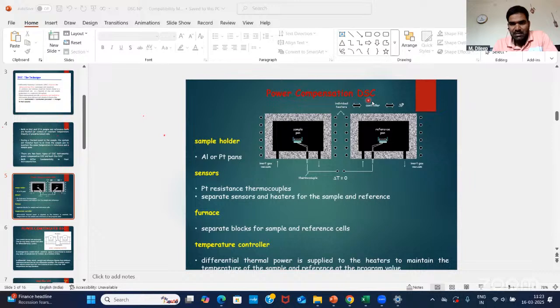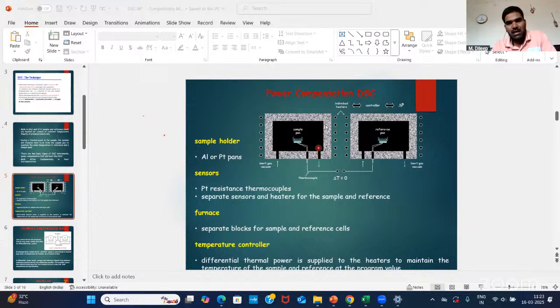So this is power compensation DSC. Sensors will be platinum resistance thermocouples. These thermocouples are platinum resistance thermocouples. Separate sensors and heaters for the sample and reference pans. There will be separate sensors and heaters for the sample and reference pans. Furnace will be there. This is the furnace actually. Separate block for sample and reference pans.